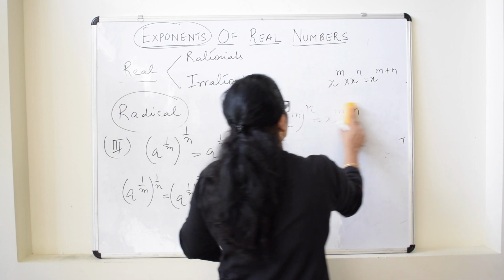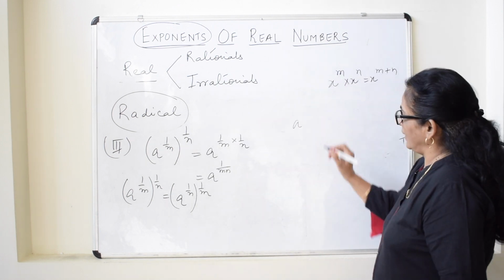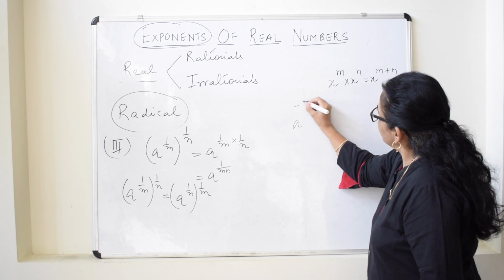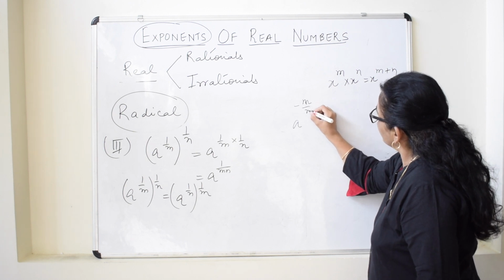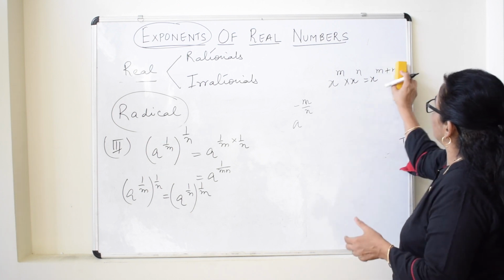Now, if we take any real number a and its negative power, which is a rational number, what did we see in the law of indices?